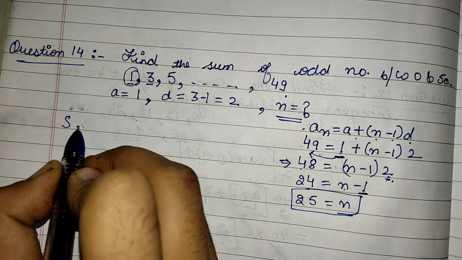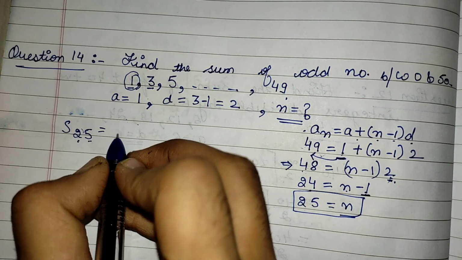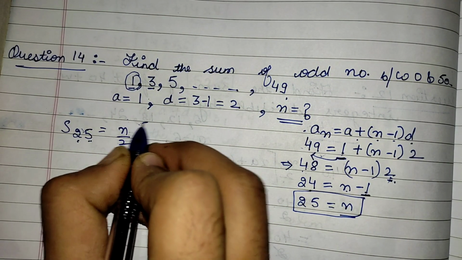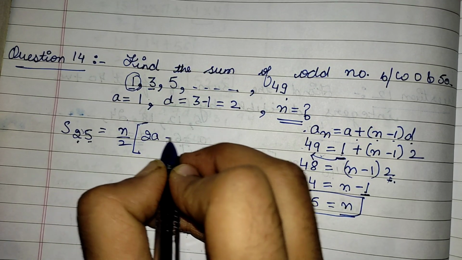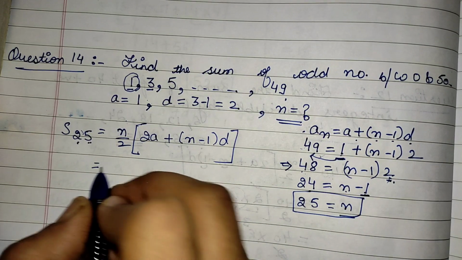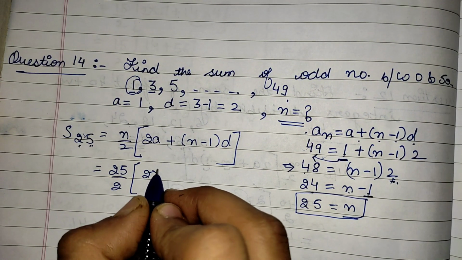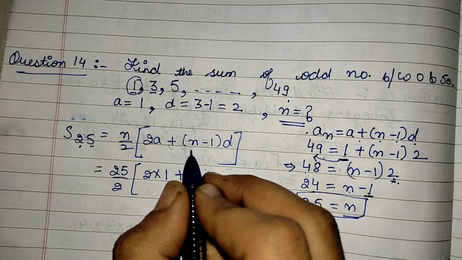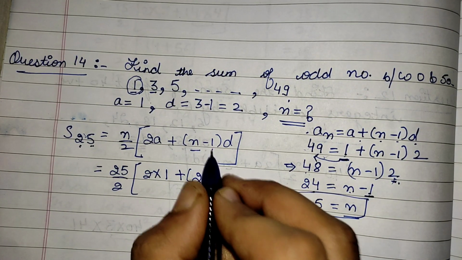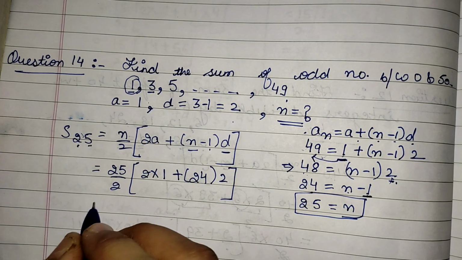So I can simply find out the value of S, and n is 25. The formula is n by 2 into 2a plus n minus 1 into d. So my n is 25 by 2 into 2a, a is my 1, plus n is 25, 25 minus 1 is 24, and d is my 2.